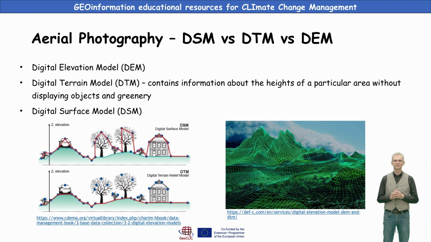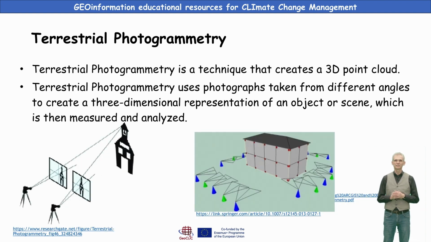Similarly, terrestrial stereoscopic photogrammetry is a technique that creates a 3D point cloud of objects. Photographs taken from different angles are used in that process to create a three-dimensional representation of an object. Such a model is called a measurement model, on which an object can be measured and mapped in a given scale.